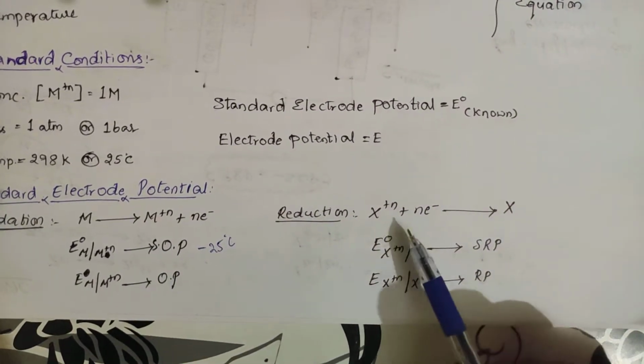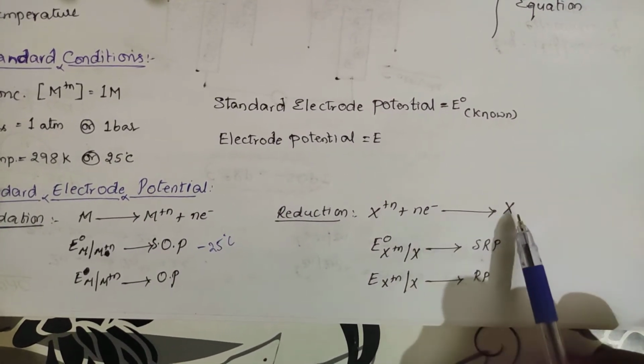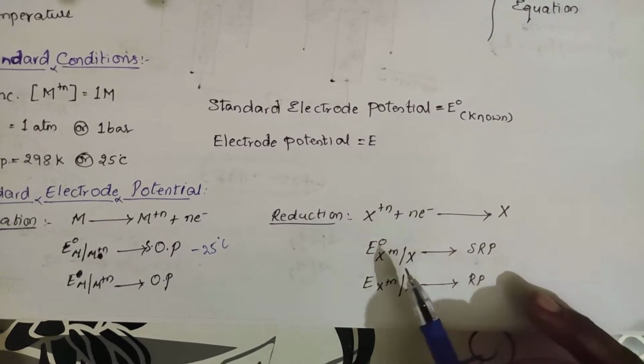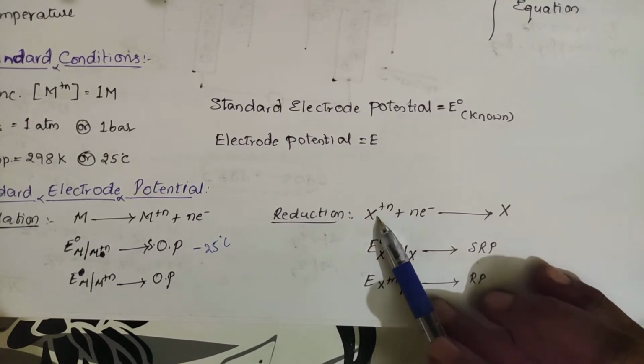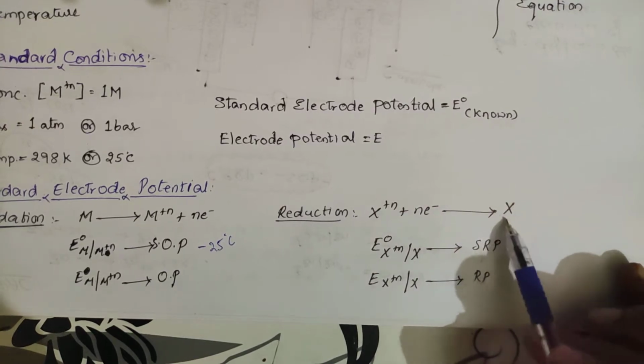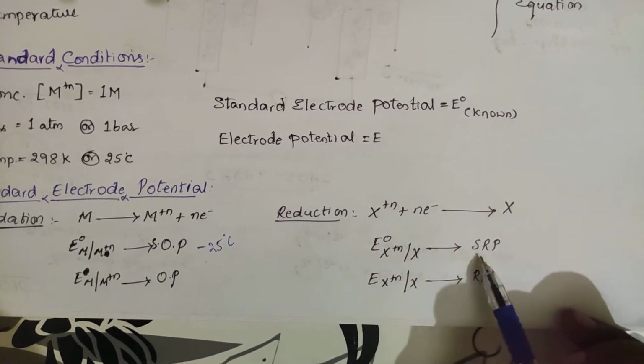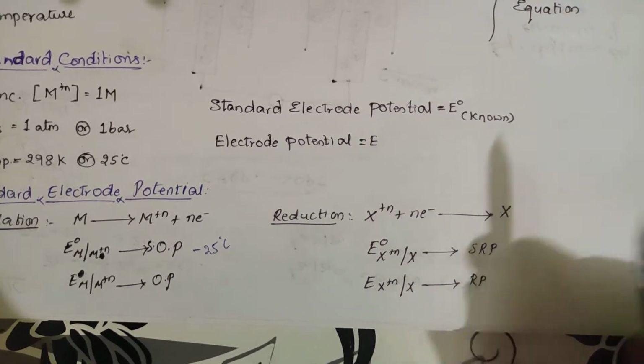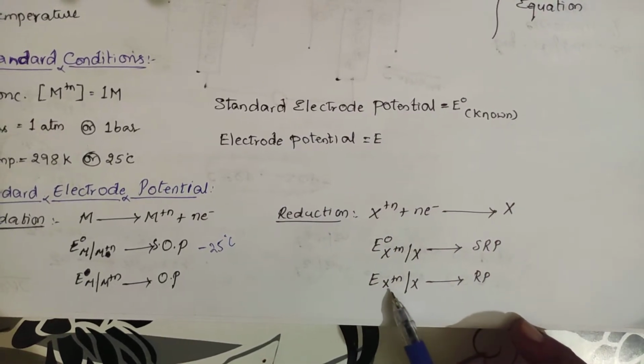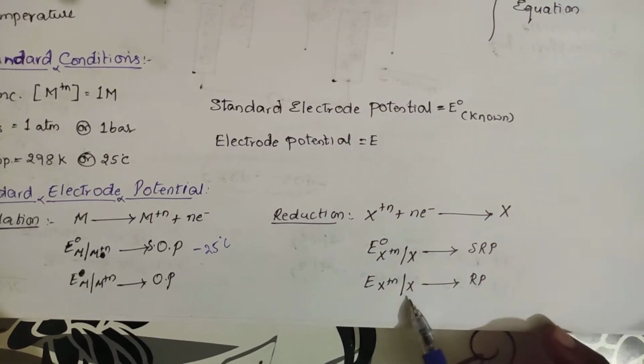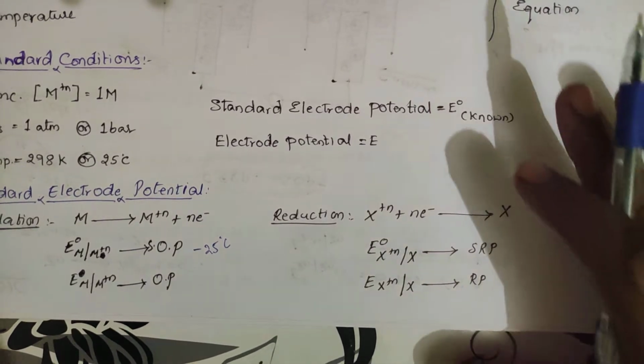Suppose we take reduction. X plus n electrons getting converted to X. So E to the power naught, X plus n getting converted to X, is called standard reduction potential. If it is only reduction potential, remove the naught. So E, X to the power plus n getting converted to X, is called reduction potential.